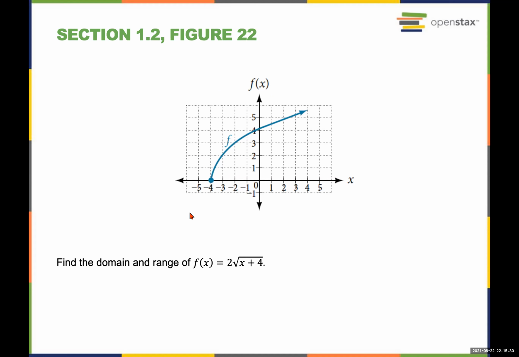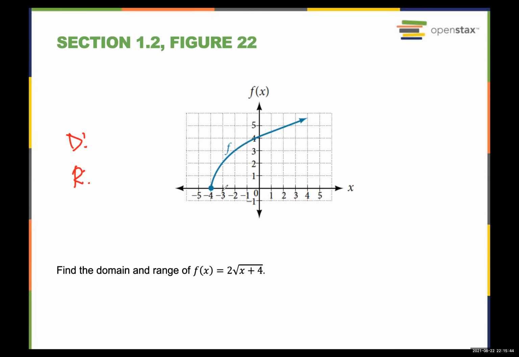Next one, domain and range of given f of x equal to 2 times square root of x plus 4. So domain, x values from negative 4 to positive infinity. And the range, it starts here, goes up. So that is from 0 to positive infinity. If you extend this, it will go up. So that's up to positive infinity. Same thing with the domain.